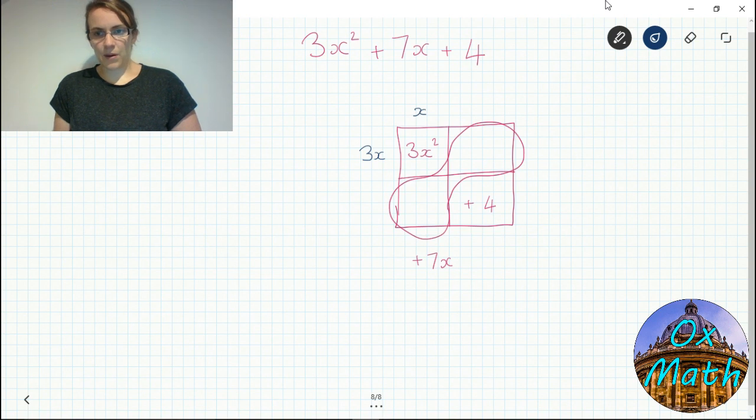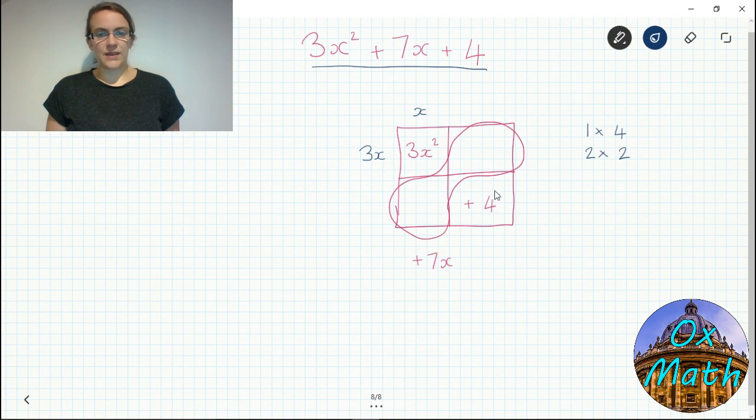So let's think about our possibilities to get 4. So 1 times 4 or 2 times 2. And of course we could have minus 1 times minus 4 and minus 2 times minus 2. But we know that we have no negatives in our original quadratics, so we will not have any negatives in our factors. So it's either 1 and 4 or 2 and 2. So I'm going to try 1 and 4 to begin with and see what happens. So plus 4 times 3x would give me 12x, and plus 1 times x gives me 1x. 12x plus 1x is 13x, clearly not what we want.